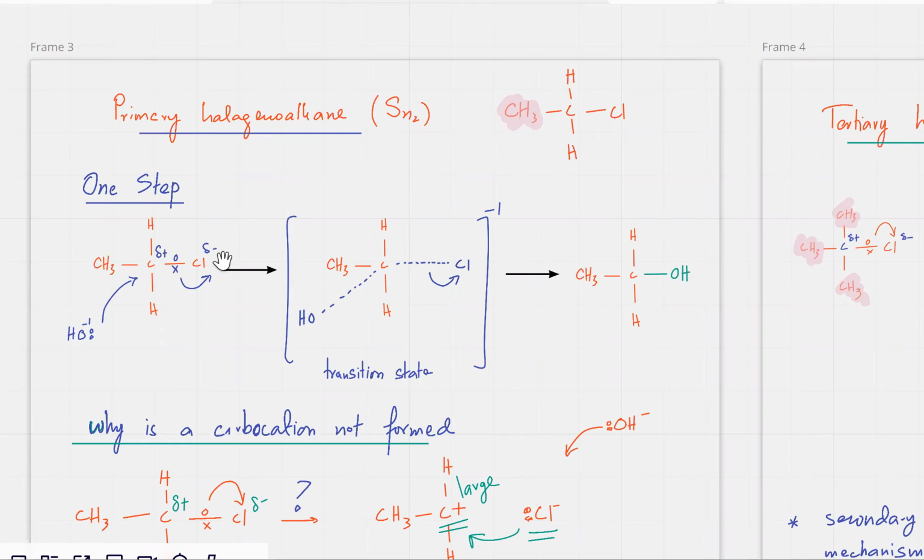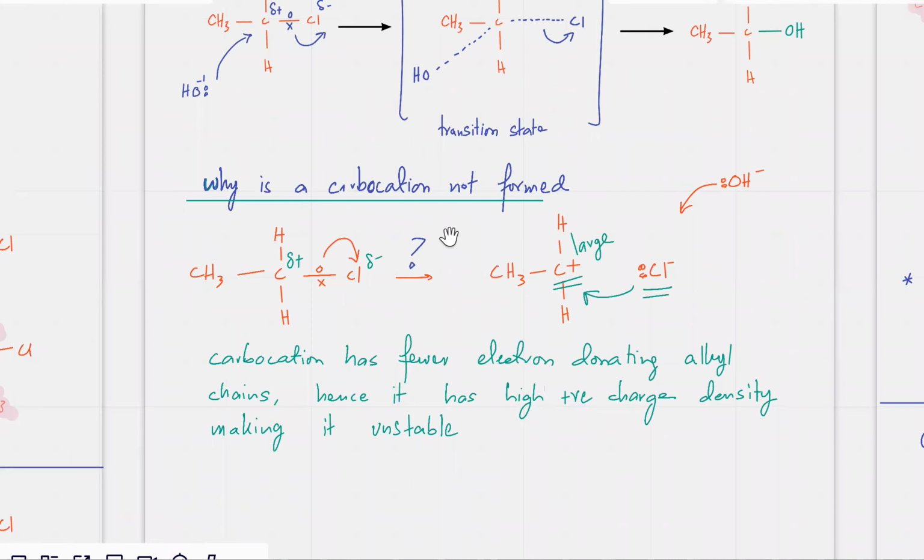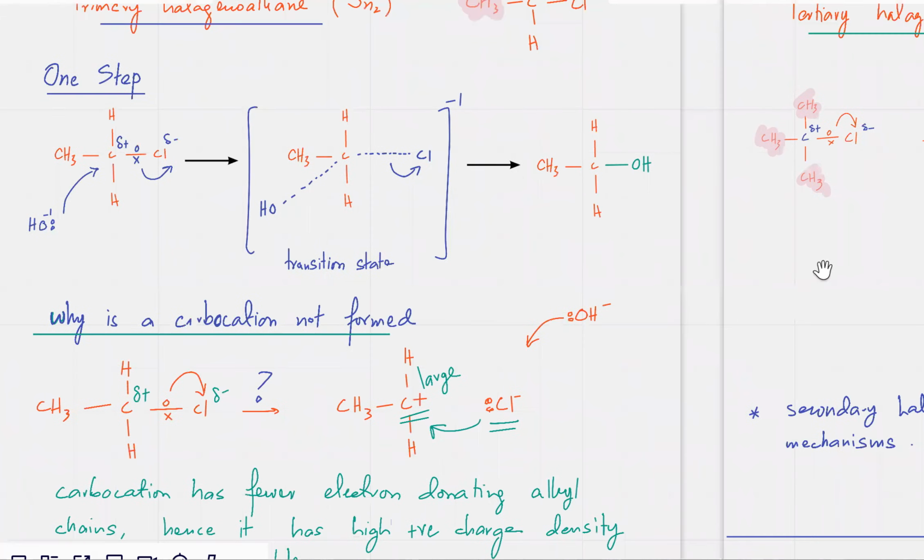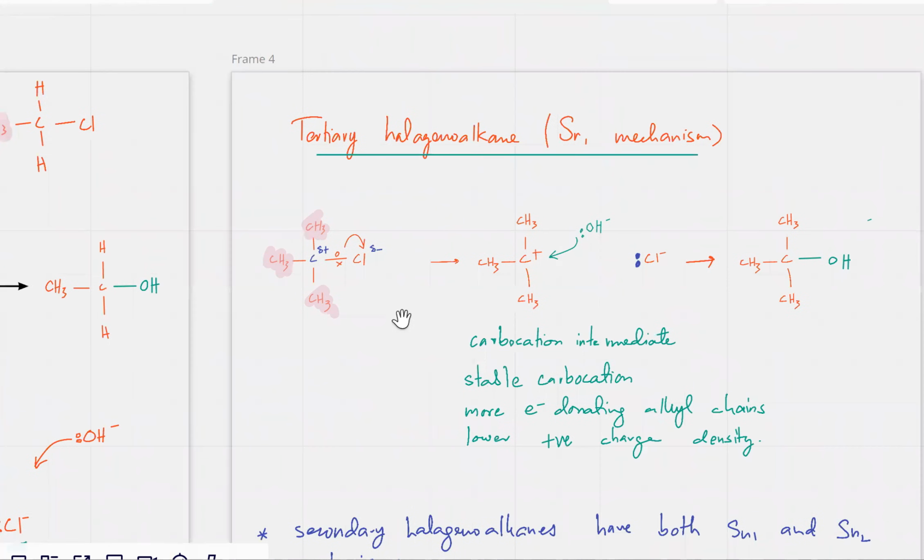So it's very hard for the Cl to leave, because the positive charge is so strong that the Cl is very strongly attracted to it. So the OH- comes in and knocks out the Cl. But in a primary halogenoalkane, why is the carbocation not formed? Because the carbon has such a large positive charge, since it's not surrounded by large groups, that the Cl- will not be able to leave. Which is why the carbocation is not formed. But in a tertiary halogenoalkane, a carbocation is formed.